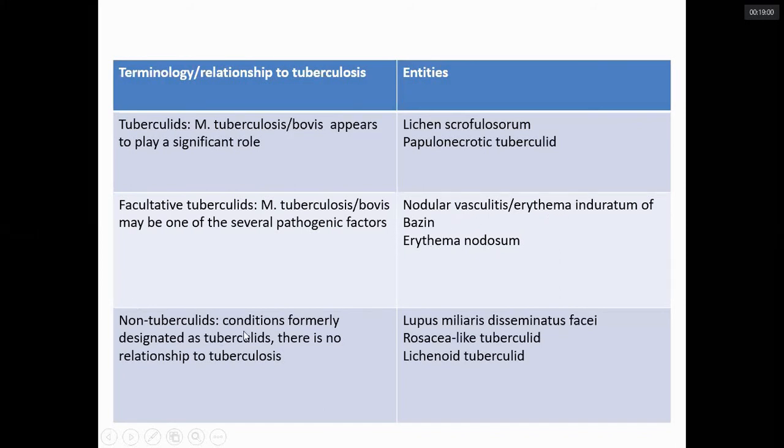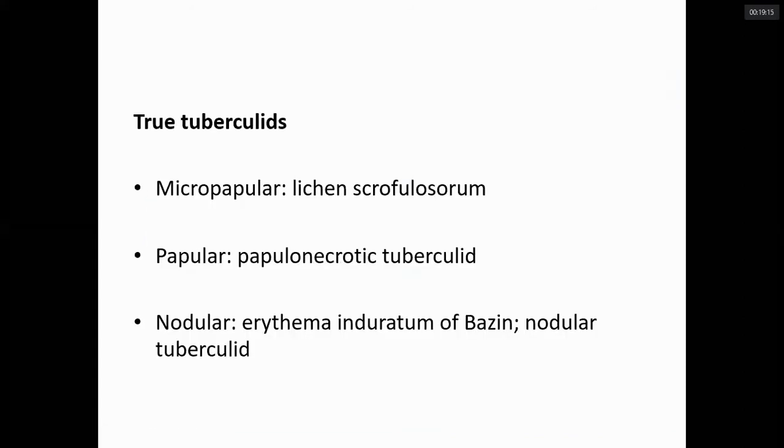And there are non-tuberculous entities also, which were previously thought to be due to tuberculosis, but recently these are not due to tubercular infection, like lupus miliaris disseminatus faciei. Now the true tuberculids are the micropapular form, that is lichen scrofulosorum, the papular form, that is papulonecrotic tuberculosis, and the nodular form, that is erythema induratum of Bazin and nodular tuberculosis.